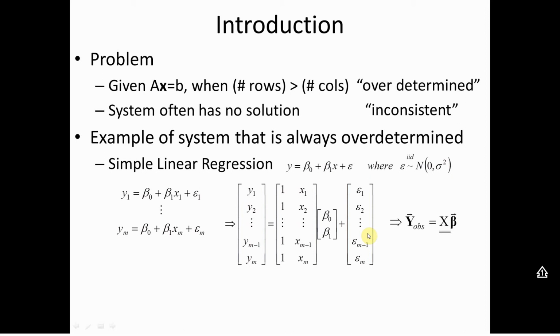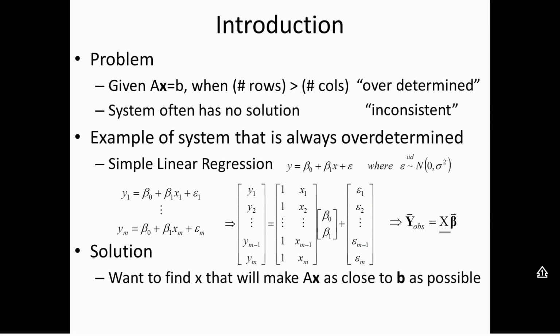In any case, we go ahead and we use the observed values of y, and we get a matrix equation that looks like this, where the vector beta is the beta naught, beta 1 that we're trying to solve for. Okay. Now, what is the solution? How do we get a solution to this? Well, the idea, like I said before, is we want to find the vector x that makes AX as close as possible to B. And so we could write our solution in a mathematical form like this.